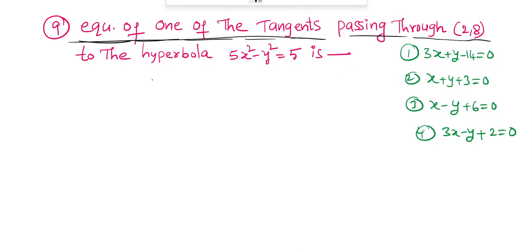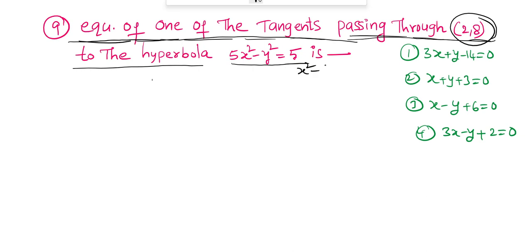Equations of one of the tangents passing through the point (2, 8) to the hyperbola 5x² − y² = 5 is dash. Here the tangents pass through the point (2, 8) to the hyperbola 5x² − y² = 5. This is x² − y²/5 = 1. Here a² = 1 and b² = 5. Therefore the tangent equations are y = mx ± √(a²m² − b²). Here the line passes through the point (2, 8).